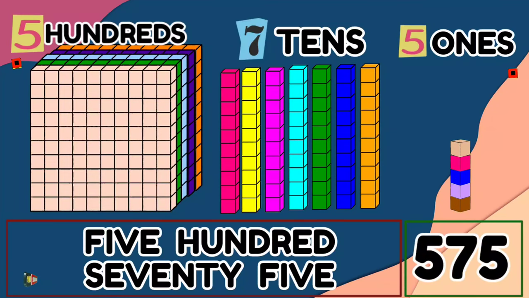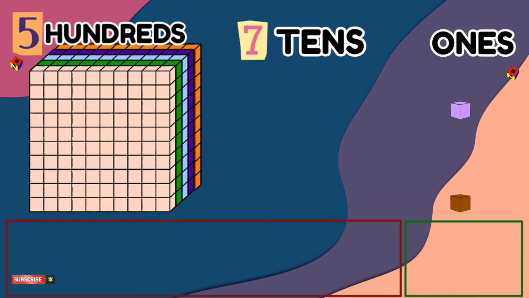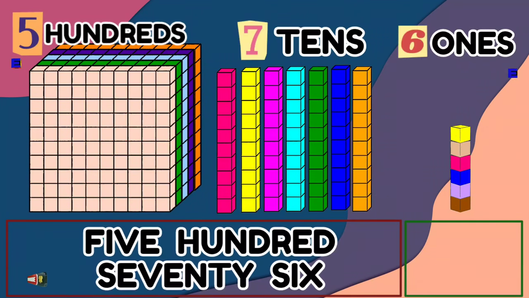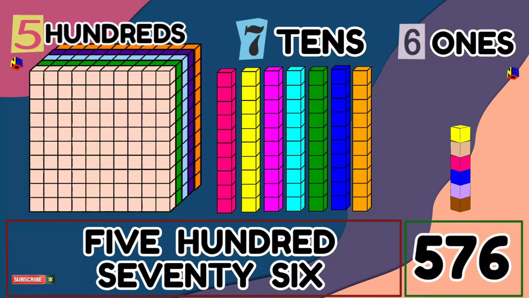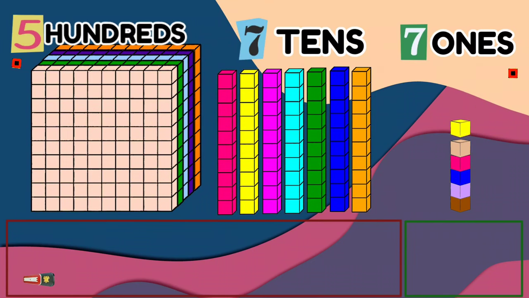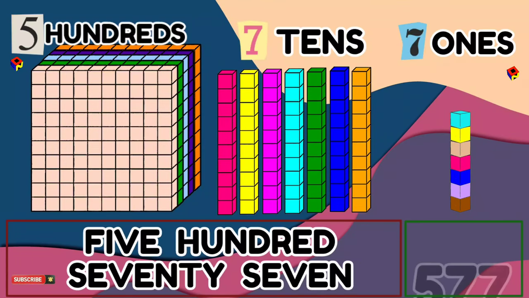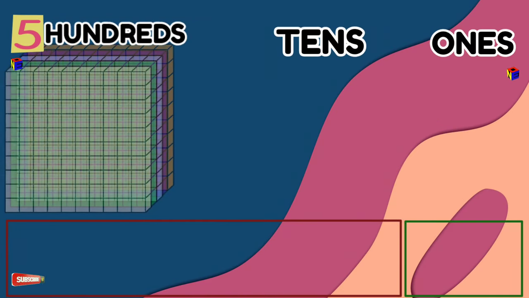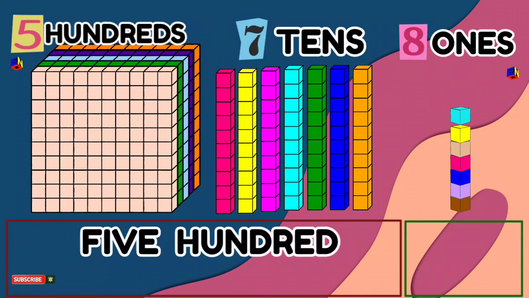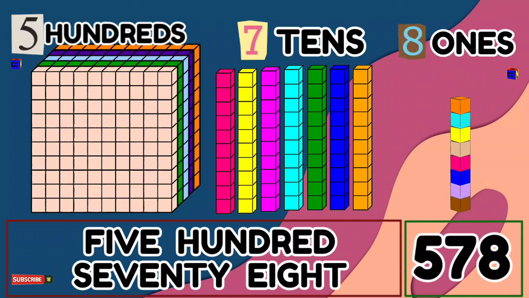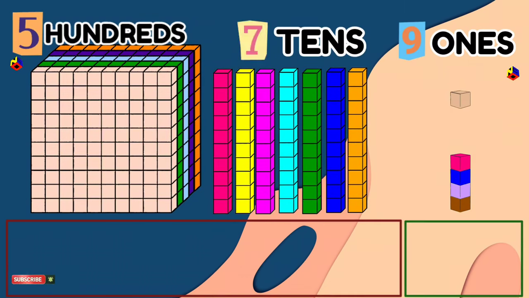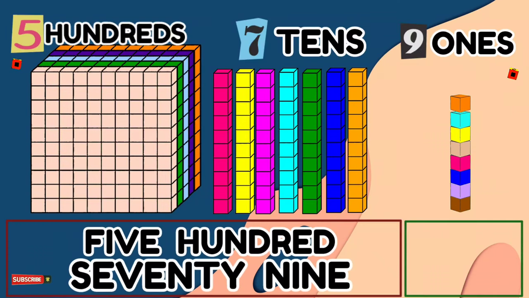575. 575. 5 hundreds, 7 tens, and 6 ones is 576. 576. 5 hundreds, 7 tens, and 7 ones is 577. 577. 5 hundreds, 7 tens, and 8 ones is 578. 578. 5 hundreds, 7 tens, and 9 ones is 579.